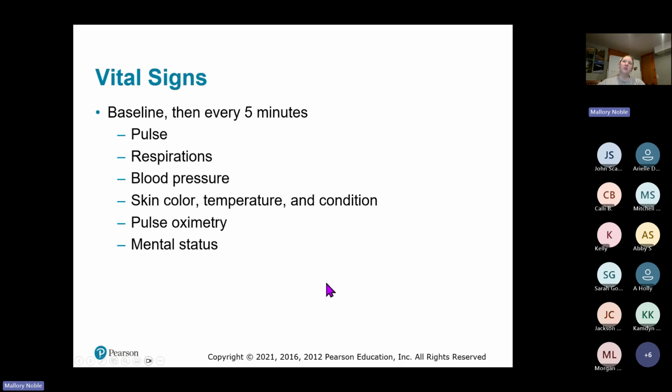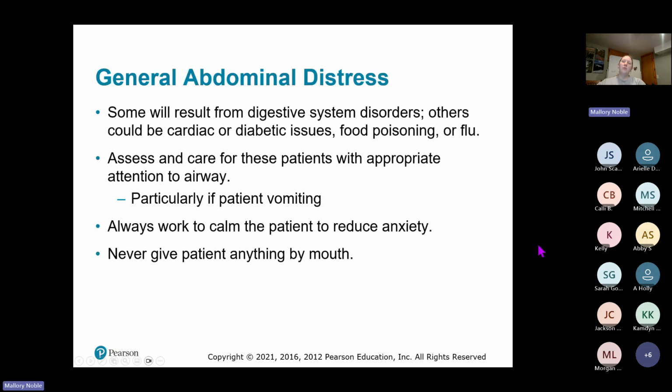Certainly get some vital signs. A lot of the patients that we see might just have general abdominal distress, like they ate some bad seafood, that's a big one. Maybe they've got irritable bowel syndrome or something going on. Maybe more chronic issues like Crohn's disease. All of those things we do get called for. It could be something as simple as the flu as well, right? So we'll just go through our questioning and try to figure out what's going on.